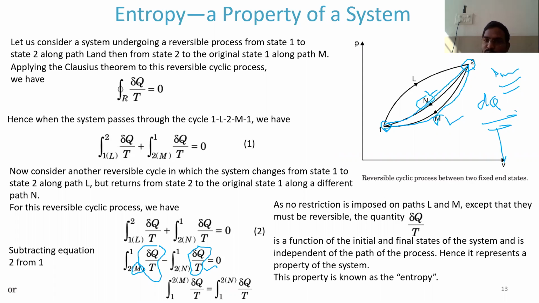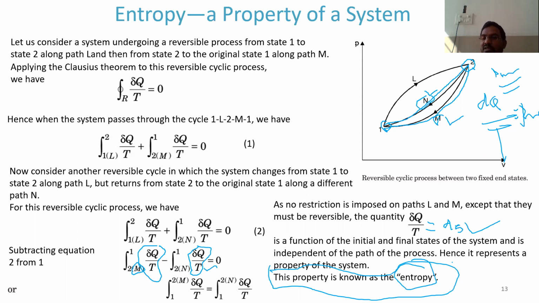This dq by t can be considered a property of the system. And we know that this dq by t is nothing but the change in entropy, ds. And if I am saying that dq by t is a property of a system, this ds is a property of the system, and we can say that entropy is a property of the system. So here we have proven that entropy is a property of a system.